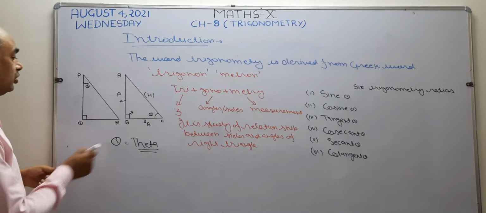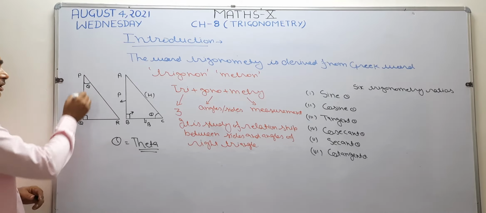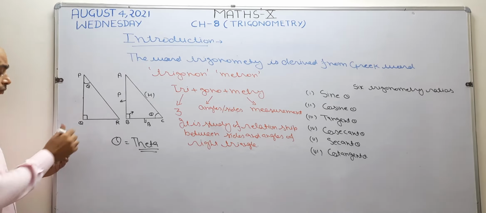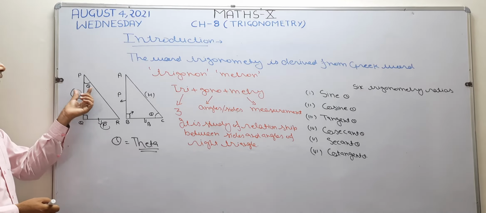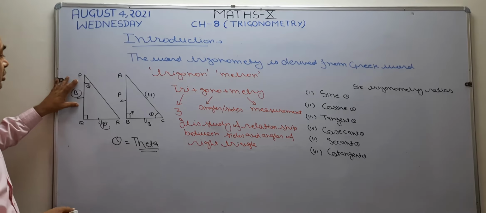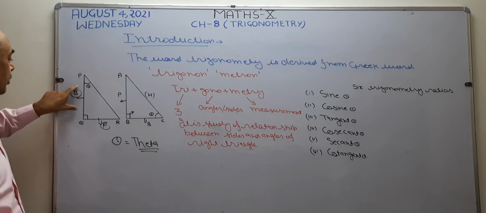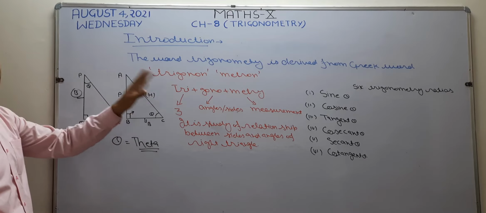Suppose this theta lies on this side, PQ. Now theta is on this side. In trigonometry, if theta lies on this side, then this side is known as the base, and this becomes the perpendicular. It is not fixed every time which side you take as the base. It depends upon this theta angle. If this point is clear, then it is going to be very simple for you.